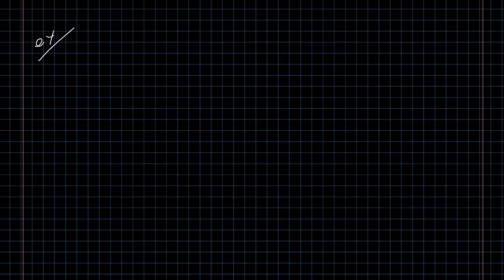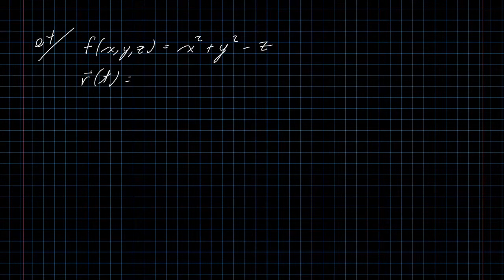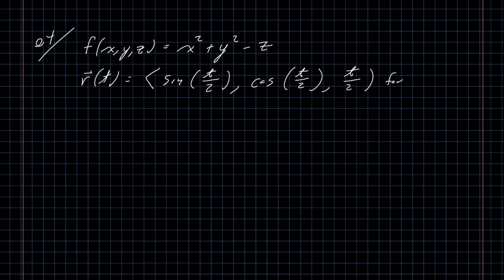Let's take a look at one more before we wrap up for the day. And in fact, what I want to look at is the same function, x squared plus y squared minus z, and a path here given as sine of t over 2, cosine of t over 2, t over 2 for t between 0 and 4 pi.